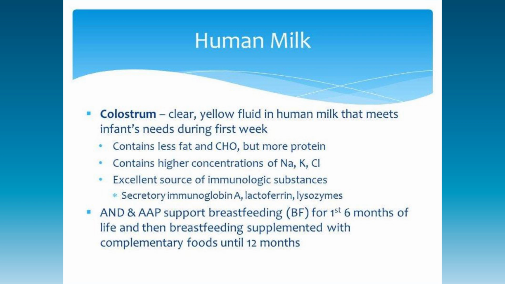So during the first few days of life, the breastfeeding infant receives colostrum from the mom. That's a clear, transparent, yellowish fluid that's in the breast milk. And it helps meet that infant's needs during that first week, those first few days really. So it contains less fat and carbohydrates, but more protein than mature breast milk. And it also contains higher concentrations of sodium, potassium, and chloride than mature breast milk.